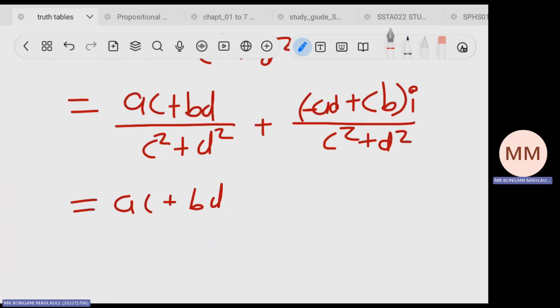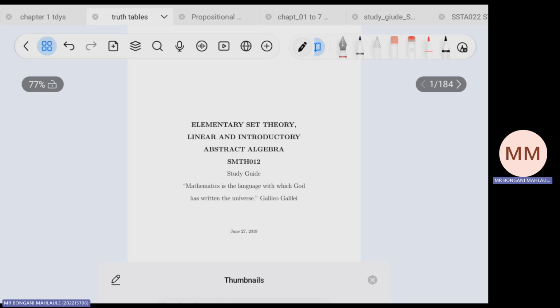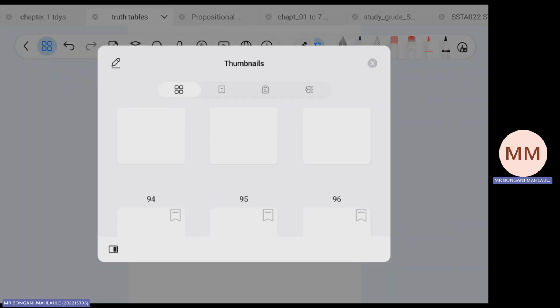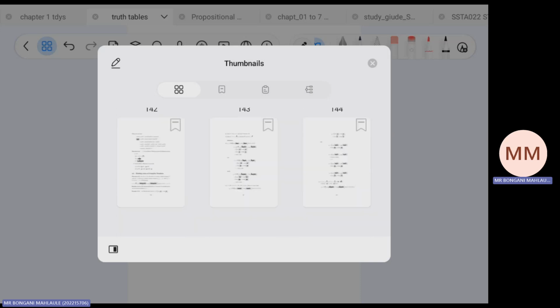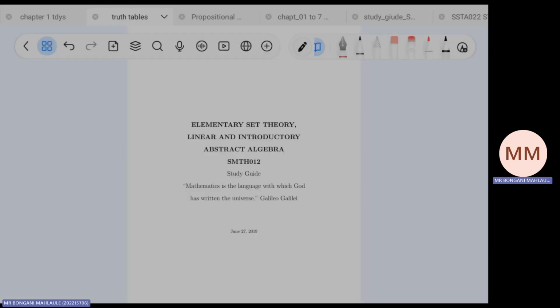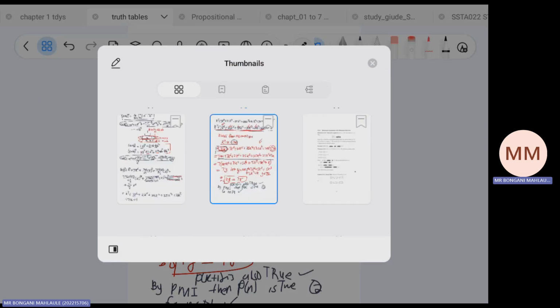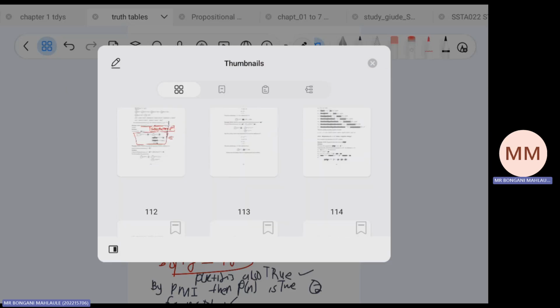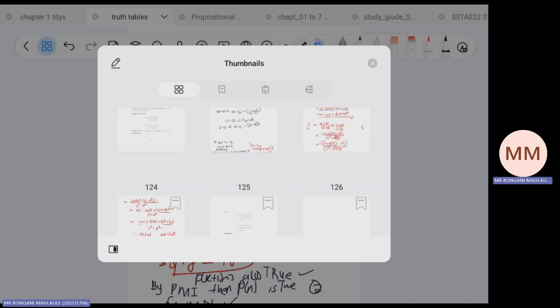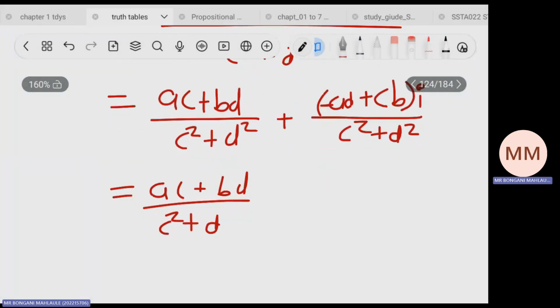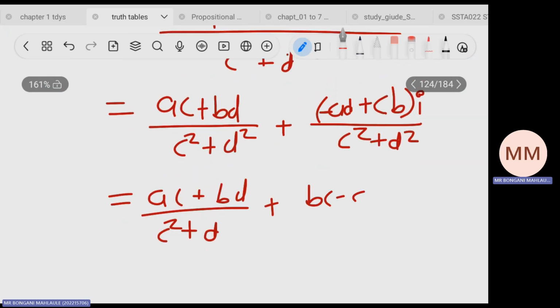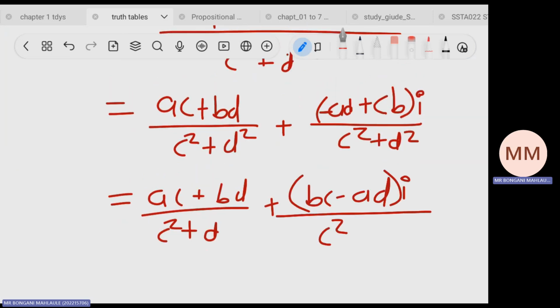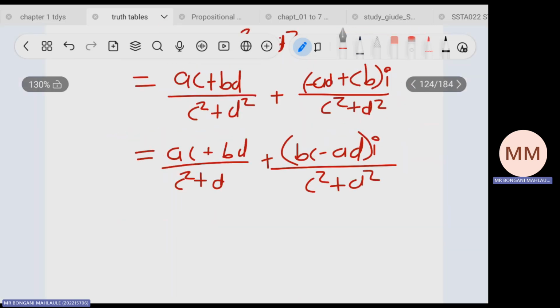So this will actually give us (AC + BD) over (C squared + D squared), plus (BC minus AD)i over C squared plus D squared. So this will be the final answer.